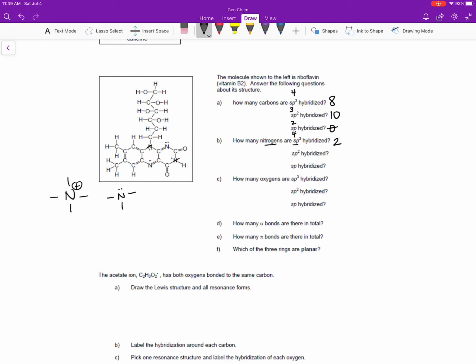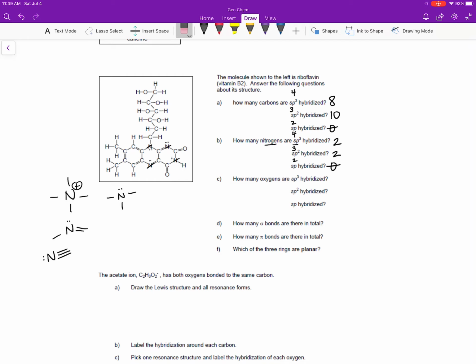sp3 hybridized. When I look at sp2, this is going to be most likely this arrangement right here, and I know now that I have 2 of those. And then there aren't going to be any sp hybridized. That would be a nitrogen that's triple bonded.